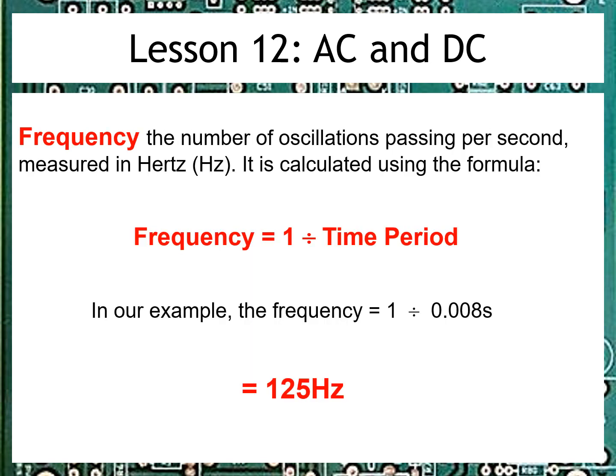We already know the word frequency means the number of oscillations or cycles per second. And in fact, it can also be calculated by using the formula frequency is 1 divided by time period. The two are related. So in our example, the frequency would equal 1 divided by 0.008 seconds, or 125 Hertz. So that means we have 125 cycles per second.